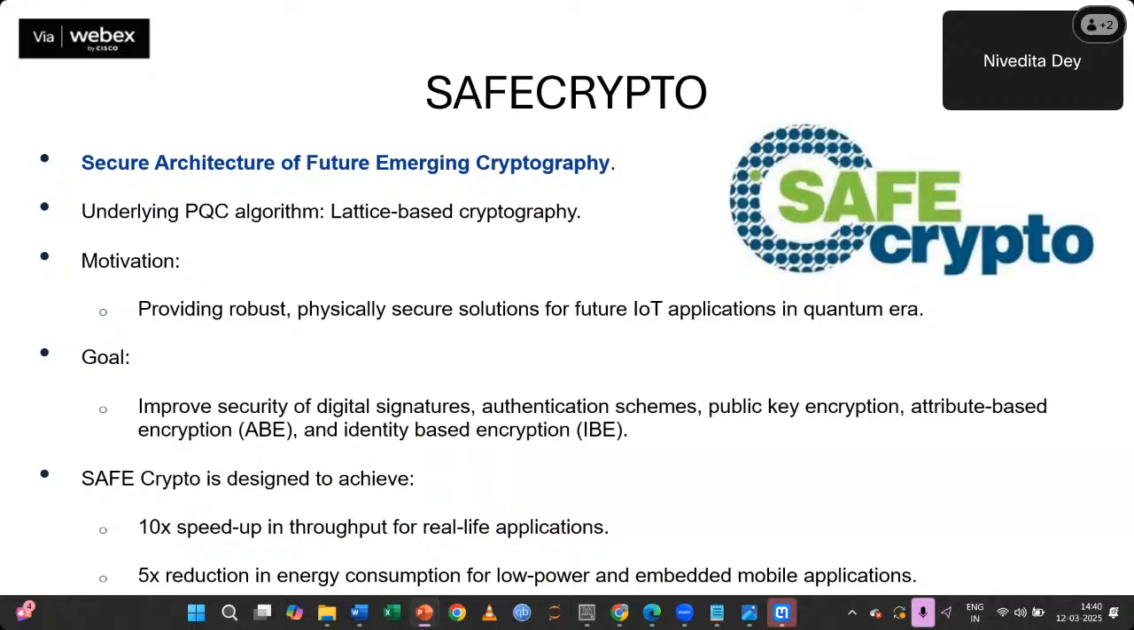Safe Crypto is a secure architecture of future emerging cryptography. The underlying PQC algorithm is lattice based. Okay. Motivation is providing robust, physically secure solutions for future IoT applications in the quantum era. Goal is to improve the security of digital signatures, authentication schemes, key encryption, attribute-based encryption, and identity-based encryption. So all these are goals of Safe Crypto.